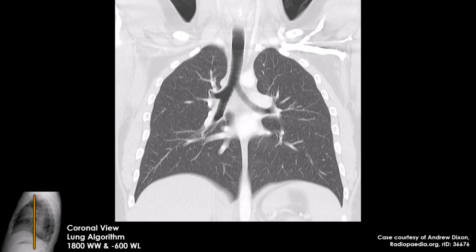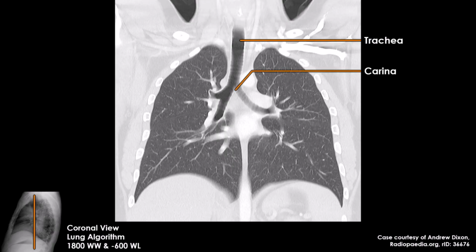This coronal image is very helpful because it demonstrates a large extent of the tracheobronchial tree. That's the branching system of airways that carry air into the lungs. This large tubular structure is the trachea. The trachea is a cartilaginous tube that connects the upper respiratory tract to the lungs. It extends from the larynx at the level of about C6 to the level of T4, where it divides into the two primary bronchi at the carina. This point is the carina.